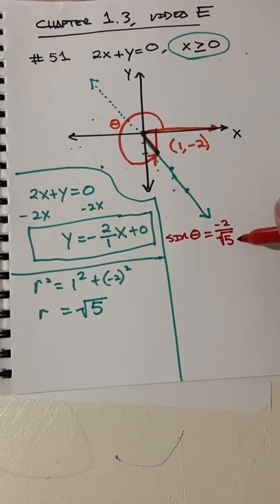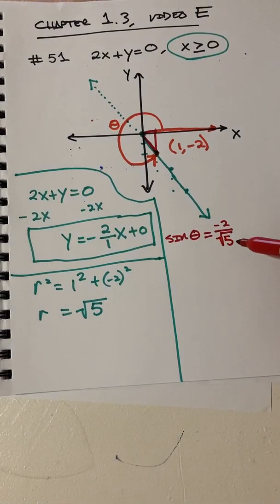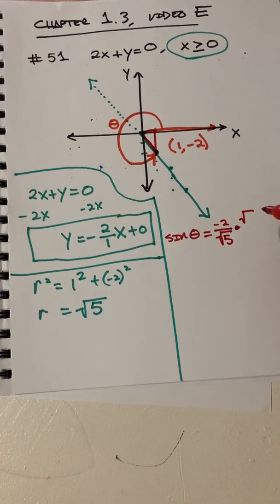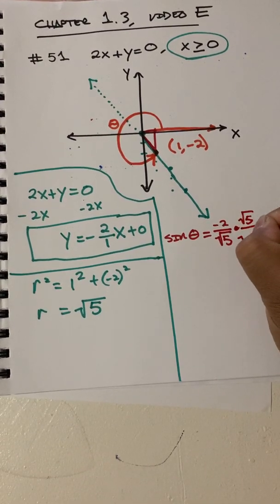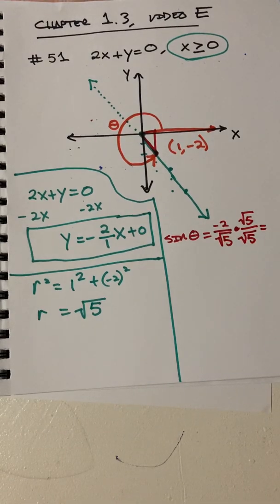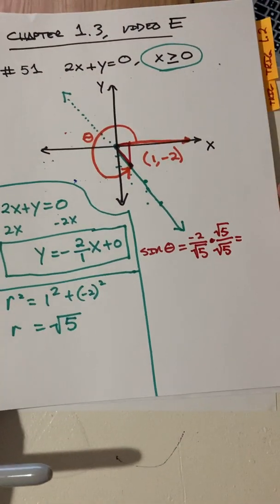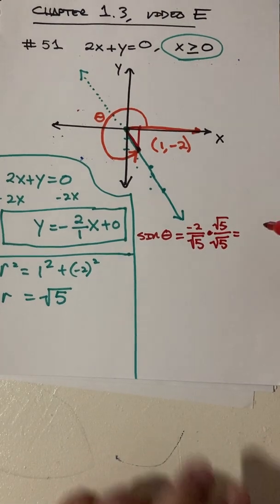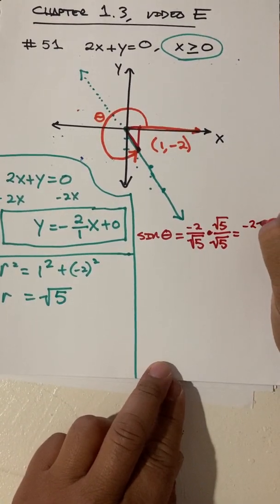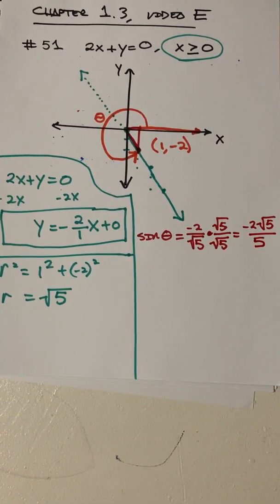Now, having a square root in the denominator is just considered ugly. All right. So we're going to rationalize that denominator, meaning I'm going to take that irrational number and turn it into a regular rational number. So I'm going to multiply this by square root of 5 over the square root of 5. And my final answer for the sine of theta is going to be negative 2 root 5 over 5.